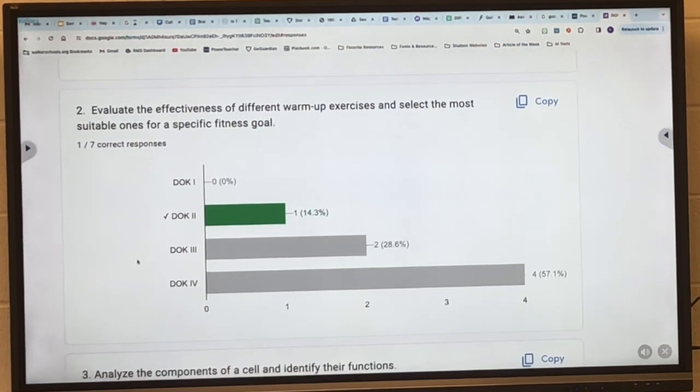So this one was really tricky because there were two verbs here. Evaluate the effectiveness of different warm-up exercises and select the most suitable ones for a specific fitness goal. So I think it's interesting that a lot of us put DOK4. Does anyone want to share why, maybe? It's okay if you don't.